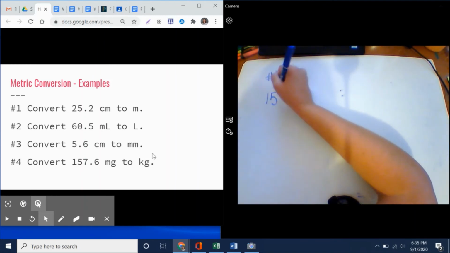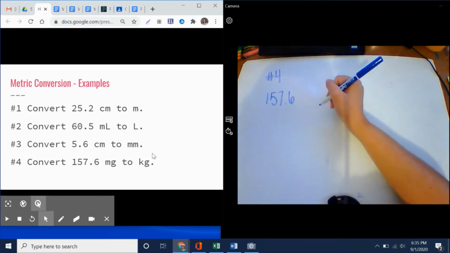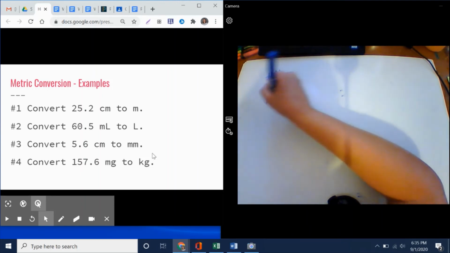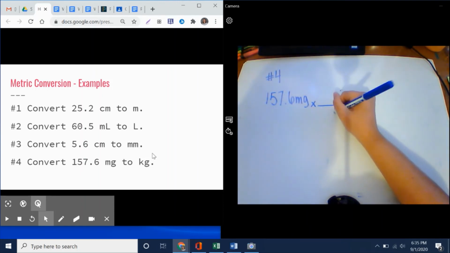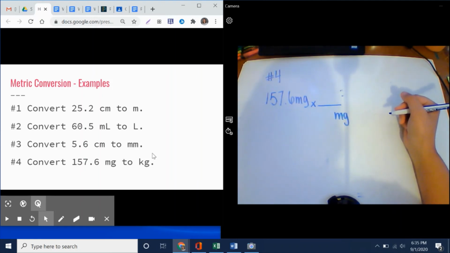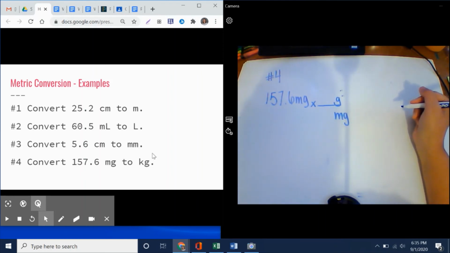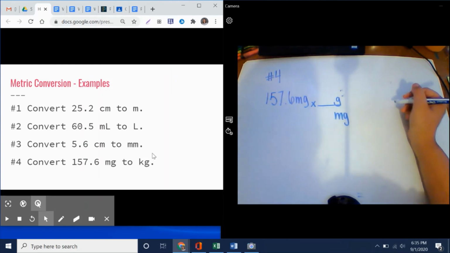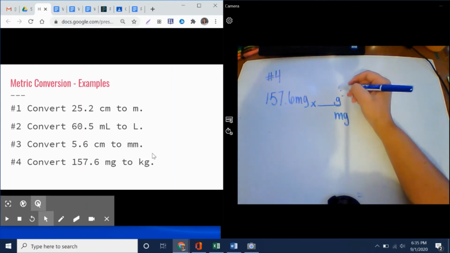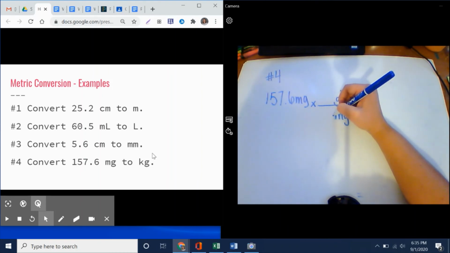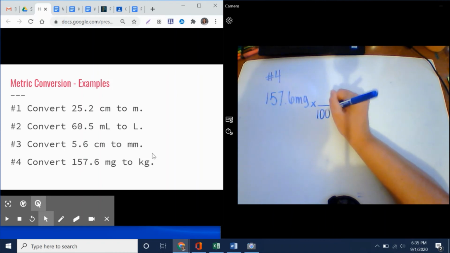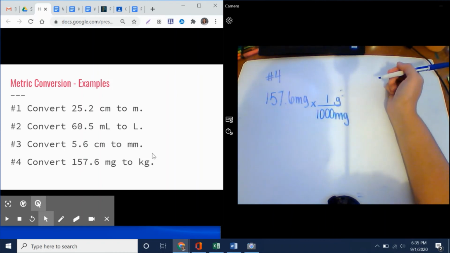So we're going to go with 157.6 milligrams. And if we don't want milligrams, that's going to go on the bottom. So in this step, we're getting rid of milli, and we're going to try to get back to that base of grams. Remember, milli means 1,000, okay? So we have to ask ourselves, does it make sense that 1,000 grams fit in 1 milligram? No, that doesn't make sense. There are actually 1,000 milligrams in 1 gram.